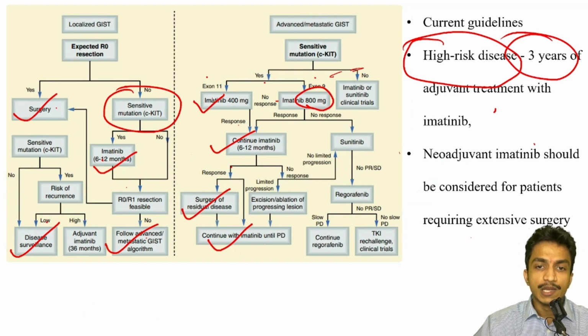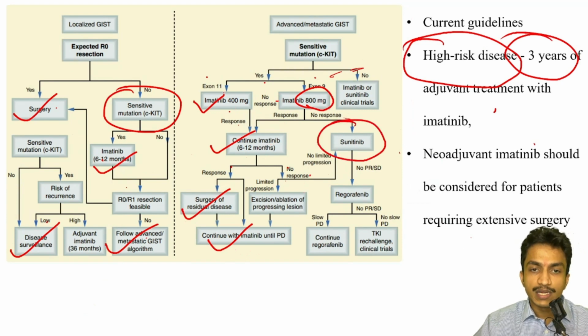If with Imatinib there is a response, we give it for 1 year, but after that there is no response or there is limited progression of the disease, then we can do a tumor debulking followed by adjuvant Imatinib till it is progressive. If there is no response and there is no limited progression, that is, it is resistant to Imatinib, then we shift over to Sunitinib. So in either exon 11 or exon 9, whenever there is no response to Imatinib or there is progression with Imatinib, we shift over to Sunitinib.